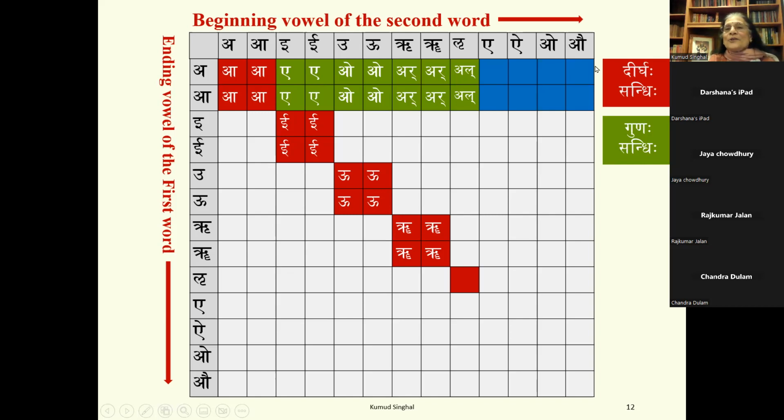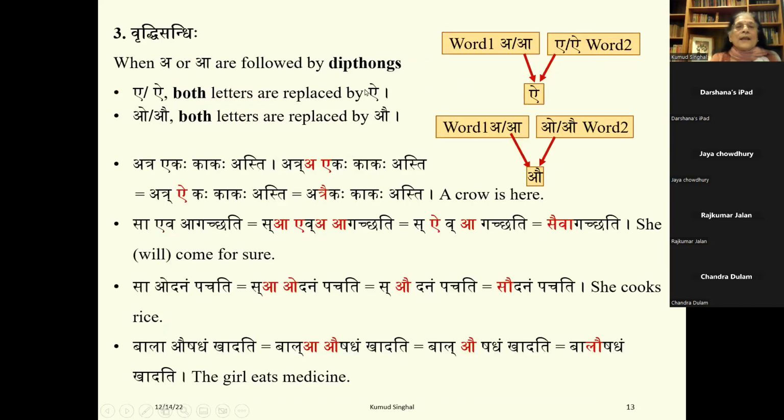So the next sandhi we are going to talk about is these entries. So now we saw a or ā followed by similar vowels, dissimilar vowels, and now what happens if they are followed by diphthongs, which are e, ai, o, au. The next sandhi will be filling in these 8 entries. And this sandhi is called vṛddhi sandhi. This sandhi says that when a or ā are followed by e or ai, both letters are replaced by ai. And a or ā followed by o or au, both letters are replaced by au.